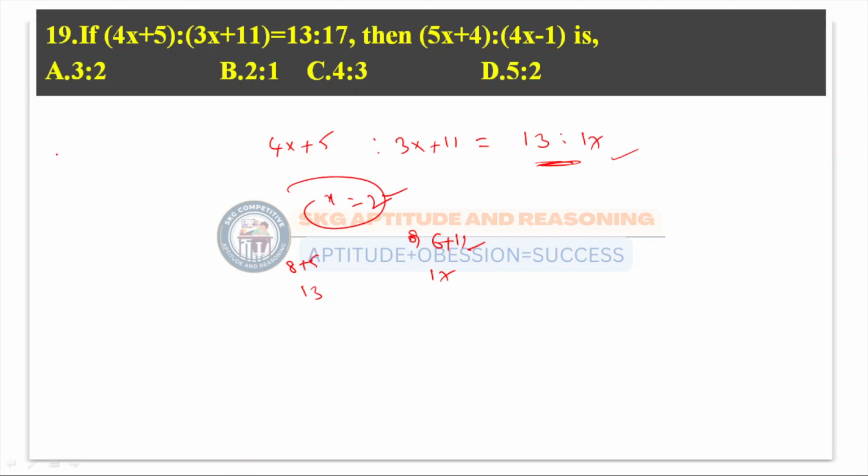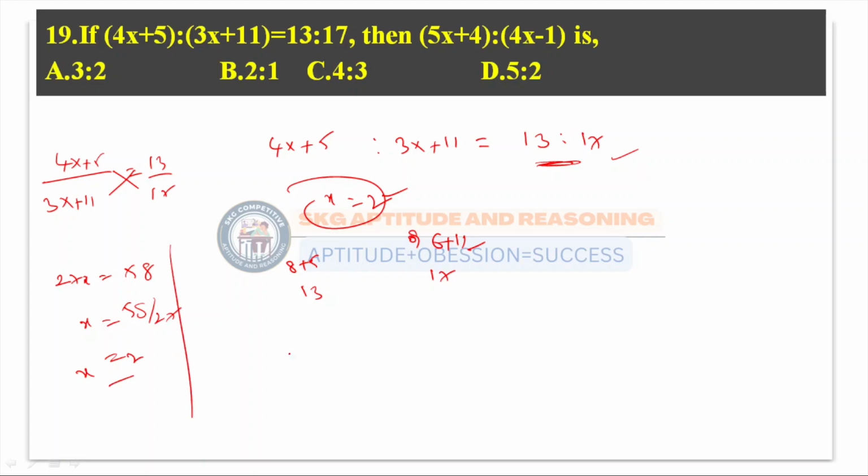Otherwise you need to solve this one. 4x plus 5 divided by 3x plus 11 will be equal to 13 divided by 17, and do cross multiplication here. After cross multiplication, we will get 27x will be equal to 58, and x will be equal to 58 divided by 27. So we'll get the answer as x will be equal to 2 after solving this equation like this.